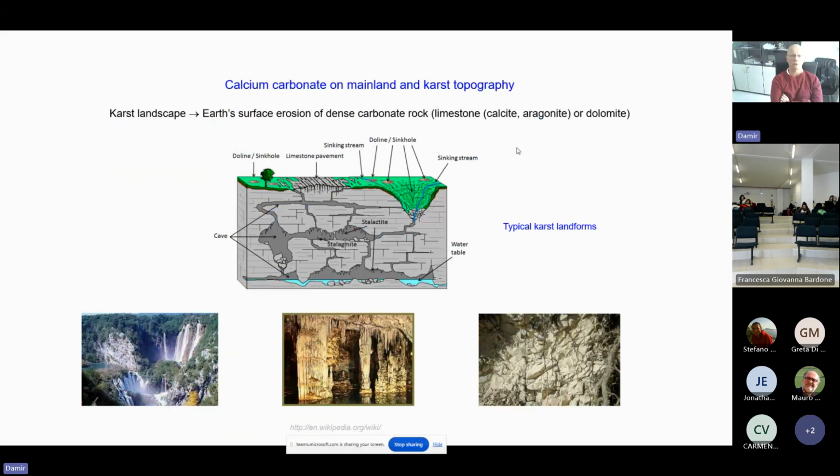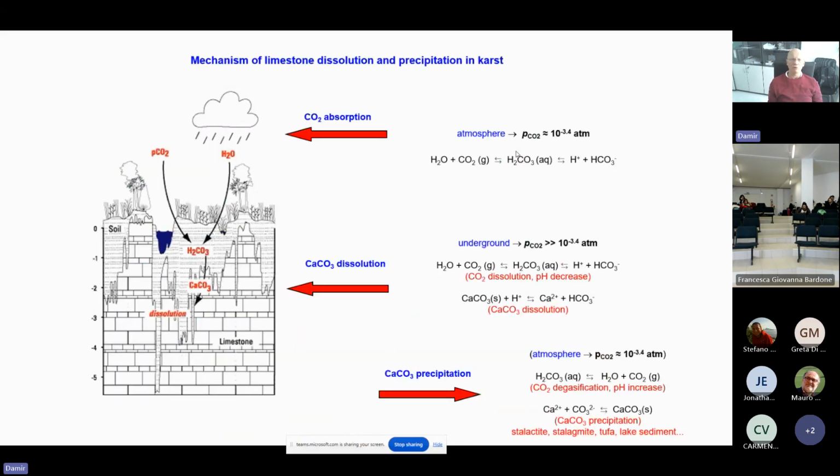Karst landscape is something convenient and recognizable to most of us. It is the result of weathering of Earth's surface and erosion of dense carbonate rocks like calcite, limestone, or dolomite. Typical landforms you can find there are dolines, caves, limestone pavement, also stalagmites. The actual mechanism of limestone dissolution and subsequent precipitation assumes several steps.